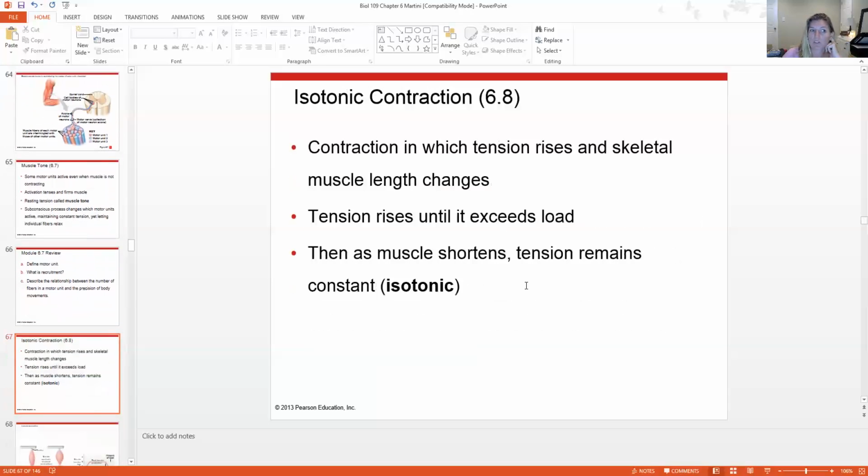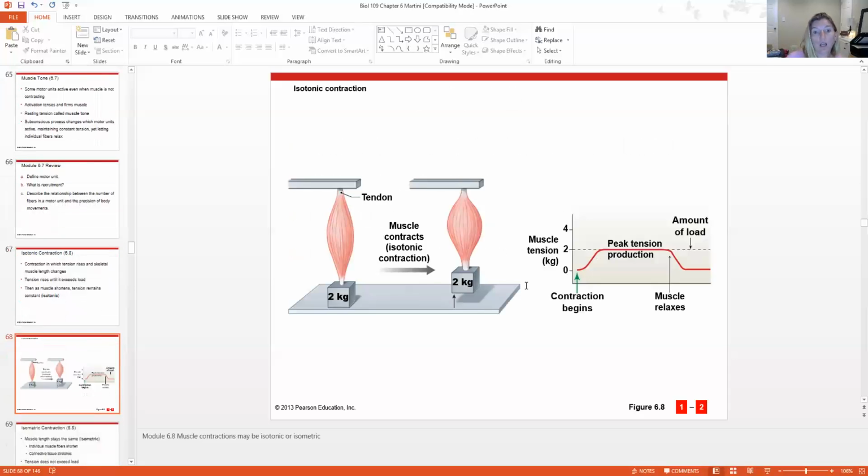Let's talk about different types of contractions. All contractions are not created equal. You have an isotonic contraction. This is where the tension rises and the skeletal muscle length can change. Tension rises until it exceeds the load, and then as the muscle shortens, the tension remains constant. So in other words, an isotonic contraction is when you're picking something up and you're actually moving your muscles. And here you see this 2-kilogram weight is being lifted by that muscle.